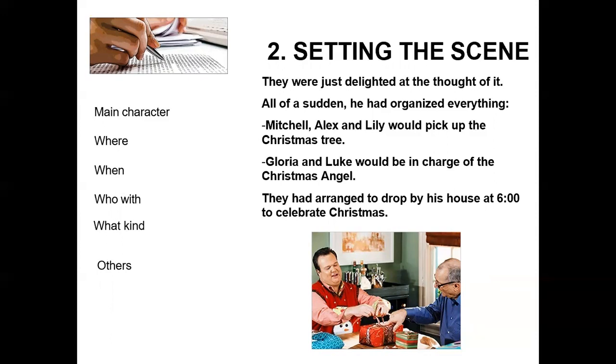Notice, my friends, that here the grammar is obviously past, okay? Past simple, past continuous, past perfect, okay? Why? Because it's a recount of an anecdote. It's something that you are retelling somebody what happened in this moment, okay?